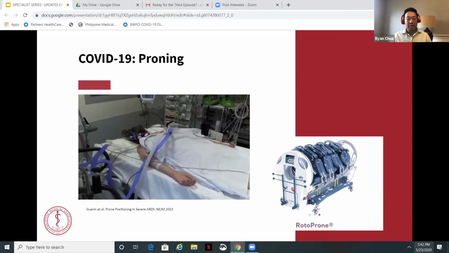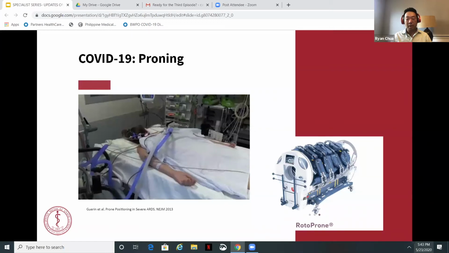So proning essentially just means we put the person on the belly. So typically when patients are in the ICU, they're lying flat on the back, but to improve what we call the ventilation and perfusion, we may put patients in the prone configuration. So this was initially shown from a study from 2013. It's actually not a new study.